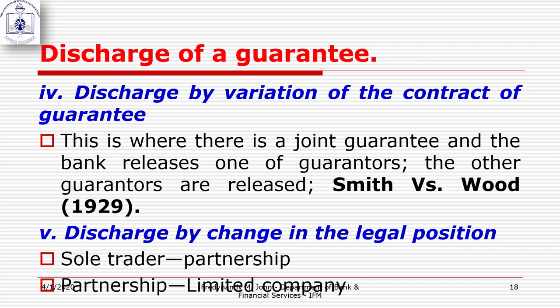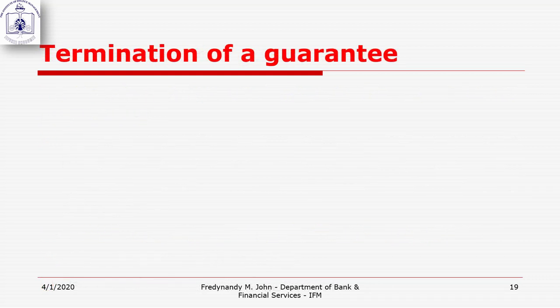Therefore, if you did guarantee a sole trader and now it has moved to become a partnership, automatically the guarantee contract will be nullified because the guarantor did not guarantee a partnership business, rather a sole proprietor business. Or, for example, a guarantor guaranteed a partnership business which has advanced to become a limited company. Automatically, the guarantor will be discharged because they did not guarantee the limited company, rather the partnership contract.